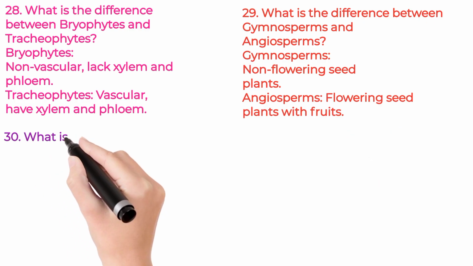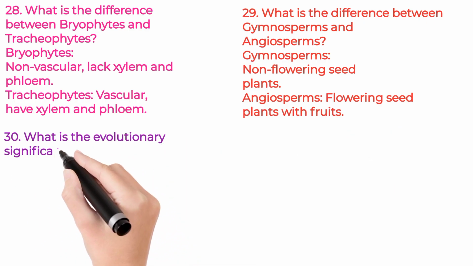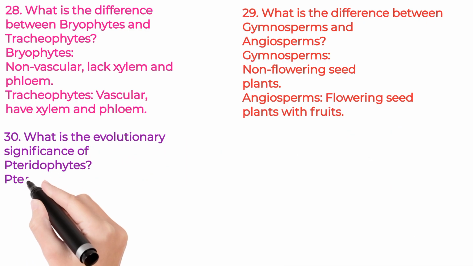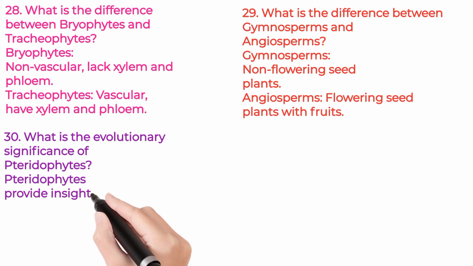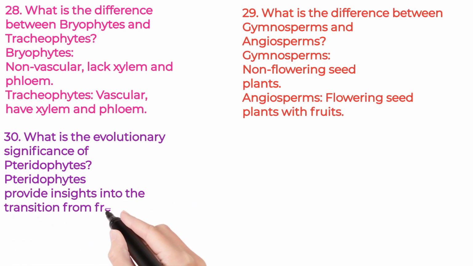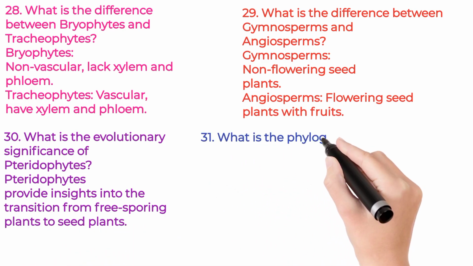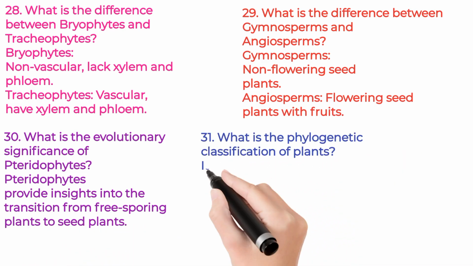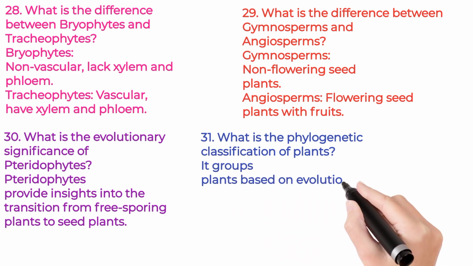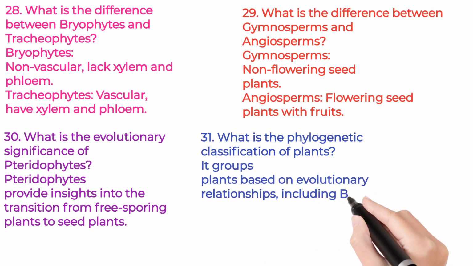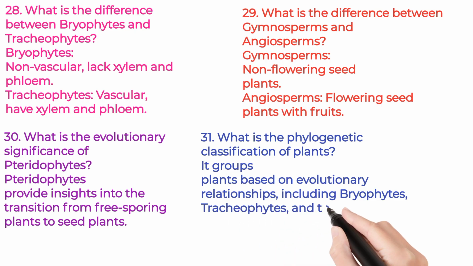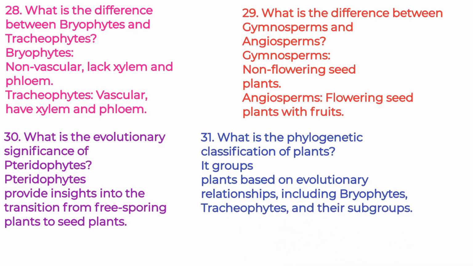30. What is the evolutionary significance of pteridophytes? Pteridophytes provide insights into the transition from free-sporing plants to seed plants. 31. What is the phylogenetic classification of plants? It groups plants based on evolutionary relationships, including bryophytes, tracheophytes, and their subgroups.